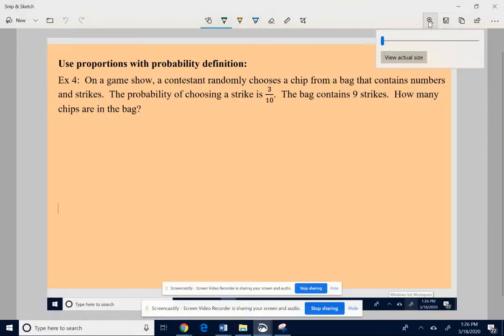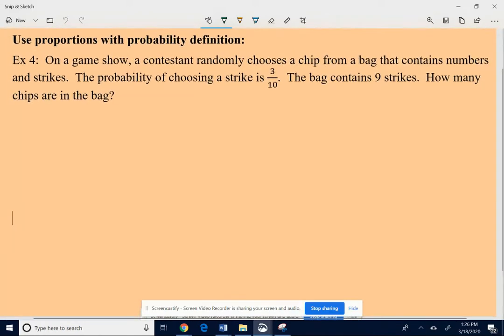Okay, we're going to be working with using a proportion to answer a question about a probability. Okay, let's just work through this problem.